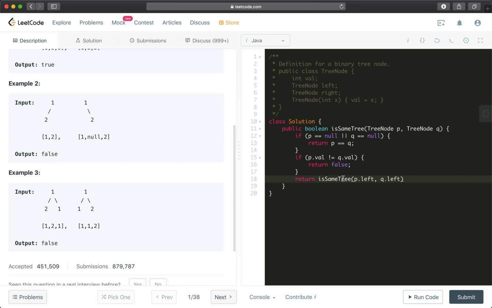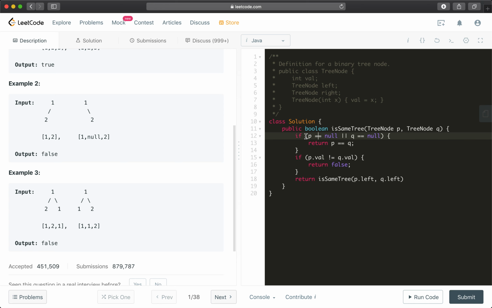So in this case, they are not equal. So we're going to end up here. It's going to call here. So this P dot left is going to become 2, and this Q dot left is going to become 1. So we call this function again. So this one turns to here. It's going to call here. But now this time, P is going to be with value 2 at this node. Q is going to be at this node with value 1.